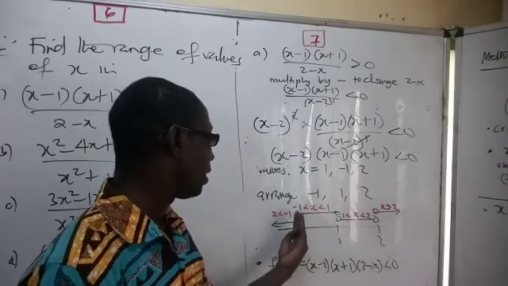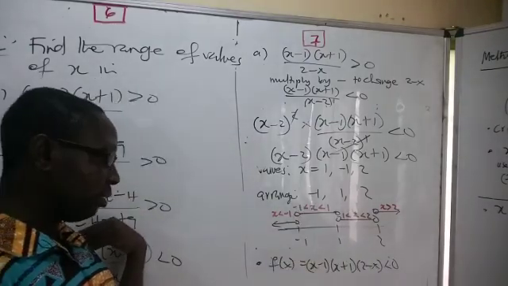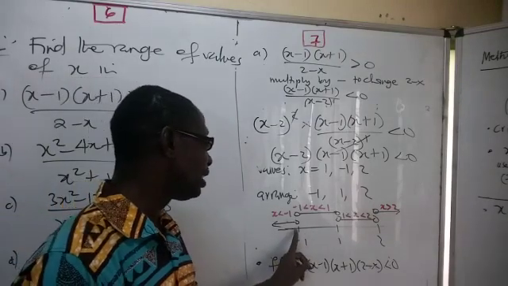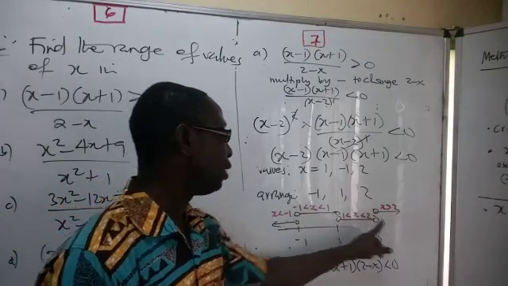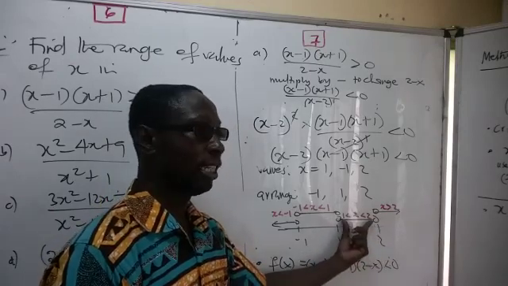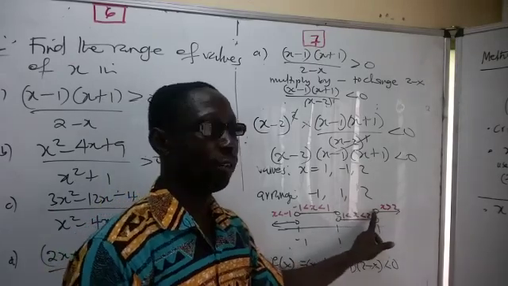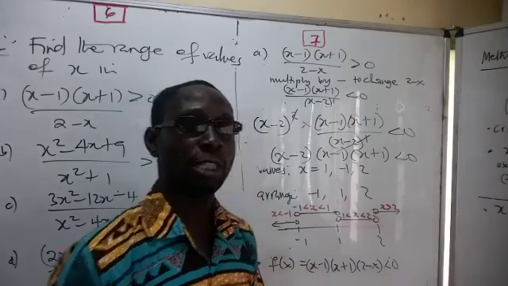So negative 1 values here. The values between negative 1 and 1 will also be this one. The values between 1 and 2 will also be what is here. The values greater than 2 also here. So note it carefully.